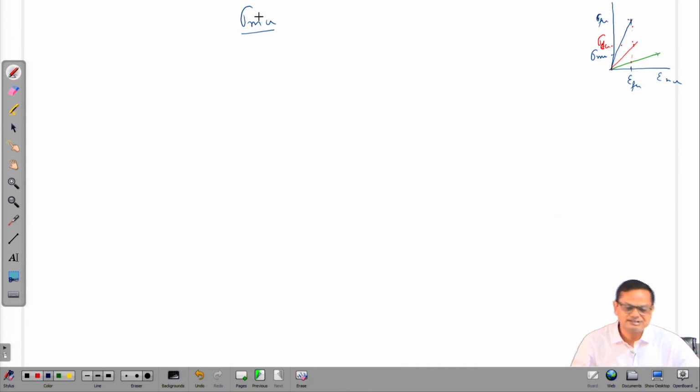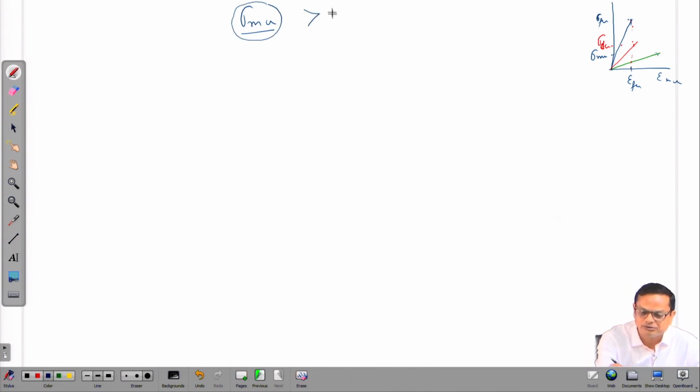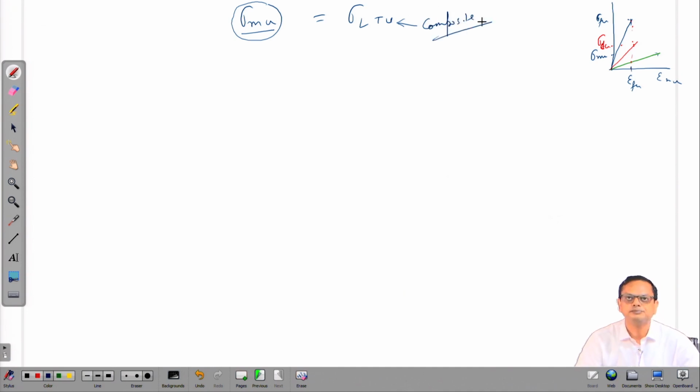Okay. Or in other words, we can say when sigma composite will surpass the value of sigma mu, it will at least be equal to the value of sigma LTU. LTU means, for the composite material, longitudinal tensile ultimate. Okay. So, this is for the composite. That means you need a certain amount of volume fraction for this, so that sigma LTU will be equal to or more than sigma mu. So, let us try to find out that thing.